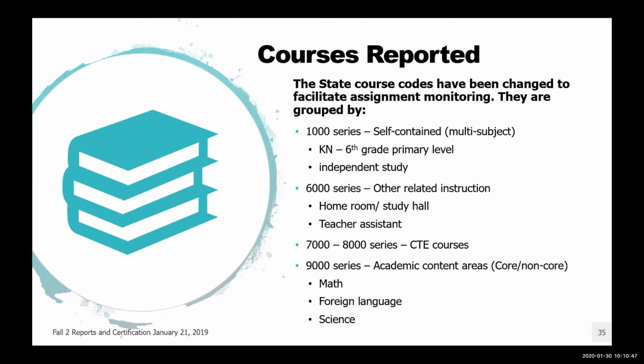6000 is the other related instruction. These courses include homeroom, study hall, teacher's assistants, and the like. The 7,000 to 8,000 series are the CTE courses. Those are holdovers from previous years. Those course codes were updated a few years ago. And then what's new this year is the 9,000 series. Those are the academic content areas. Those are both core and non-core academic courses. Anything from PE to art to math, foreign language, and science are all in the 9,000 series now.